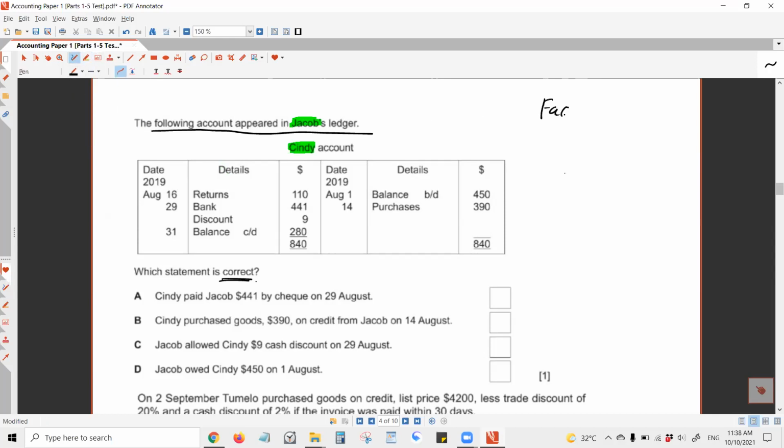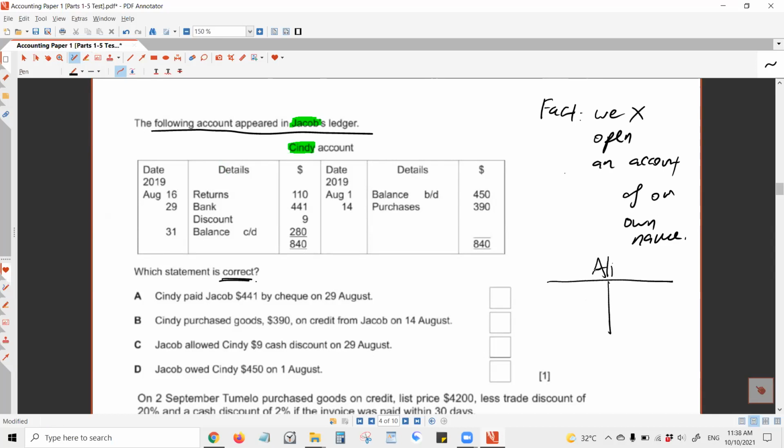First fact you have to know: we would never open an account of our own name. Let's say your name is Ali, and you are doing accounting for your own business. We are Ali. You would never open your own name's account, unless you tell me there's somebody else named Ali, but they will not give you such a situation in the exam, don't worry. So the first fact is we would never open an account of our own name.